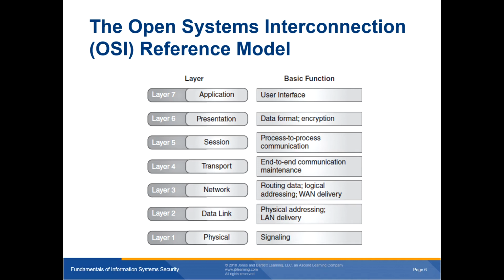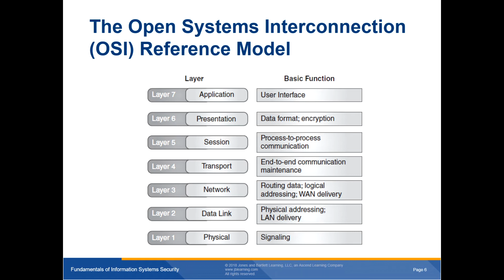Layer 6, the presentation layer. This is where data formatting and encryption occurs. This layer is responsible for the coding of data. The presentation layer includes file formats and character representations. From a security perspective, encryption generally takes place at the presentation layer. Layer 5 is the session layer. This layer is responsible for maintaining communication sessions between computers, or as it says, process-to-process communication. It creates, maintains, and disconnects communications that take place between processes over the network.